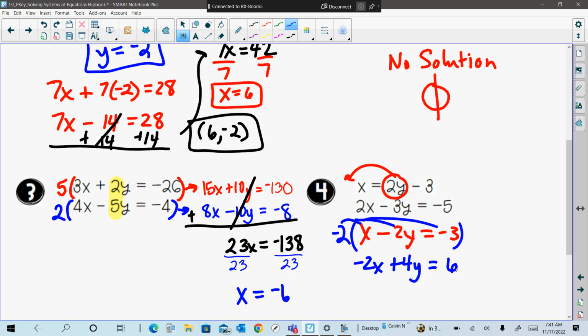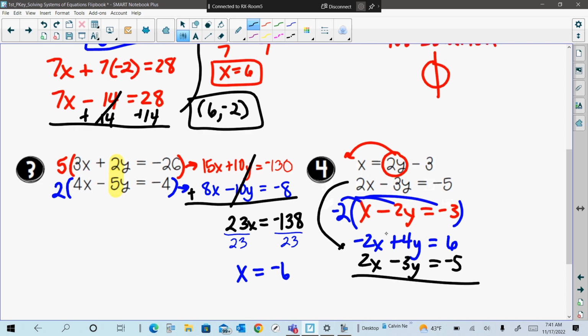So basically, I'm just going to bring the original equation back down so I can see that they're lined up. There's now my x's lined up. There's my y's lined up. There's my constants. And hopefully you see now the x's can cancel.